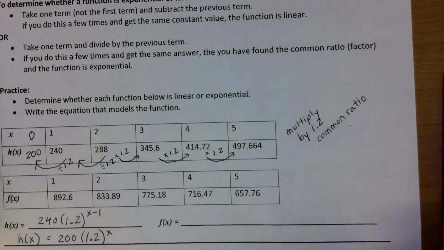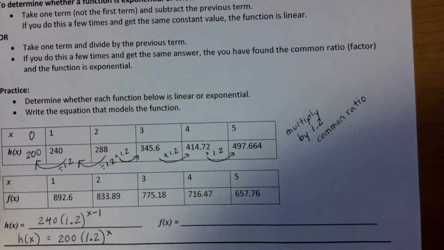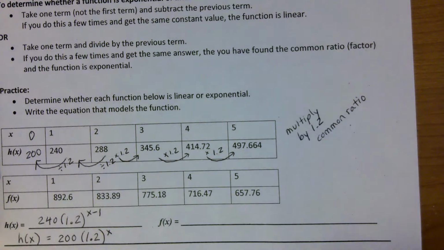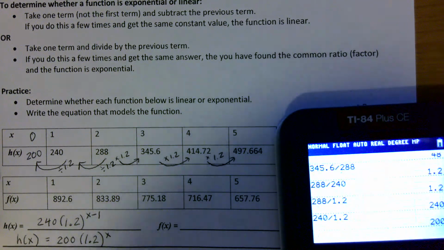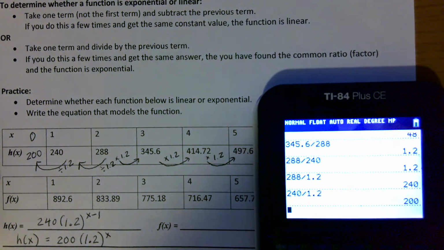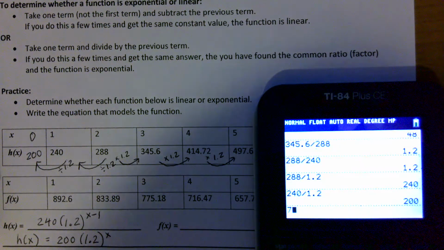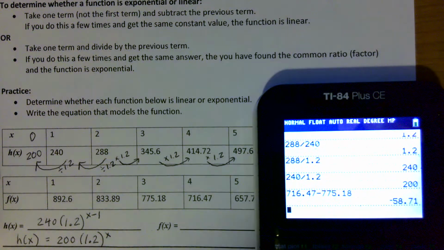Okay, let's take a look at this next table. This does seem to be going up consistently. So what we're going to do is see if this would be a linear function. I get out of this second mode to quit. I'm going to take any number, so say 716.47, and I'll subtract the previous one, 775.18, and I get negative 58.71. Well, let's take another pair of terms and see if that works.